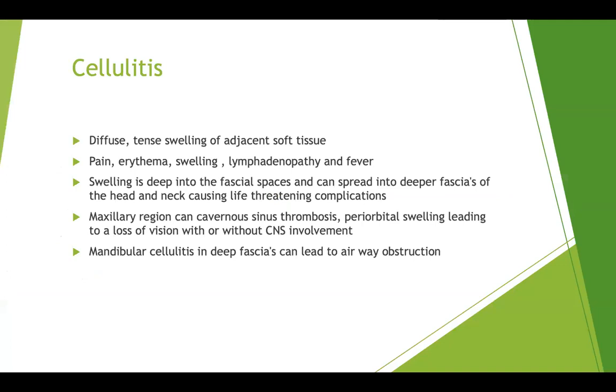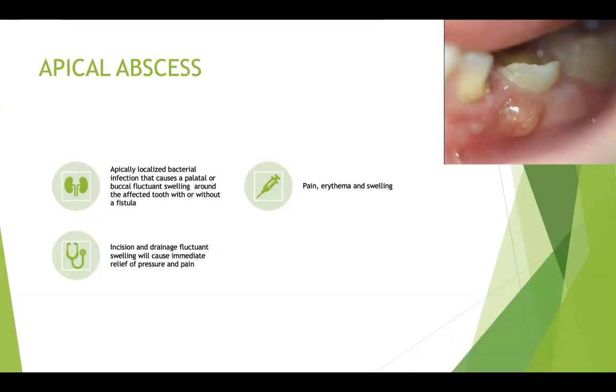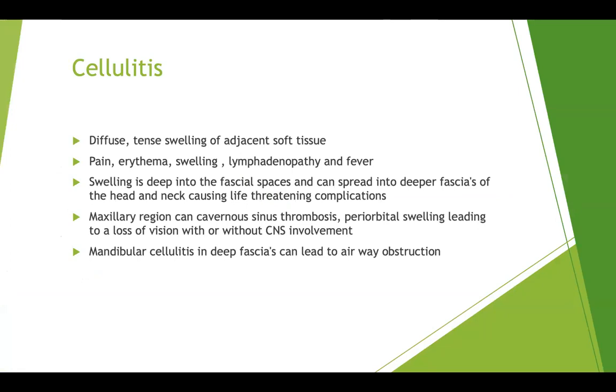Now, if an apical abscess is not treated after a very long time, it will cause what we call cellulitis. Now, there are different types of cellulitis. We're going to speak in regards to that. It could either be diffuse. So cellulitis, generally, is going to be diffuse, with a very tense swelling on the adjacent soft tissue.